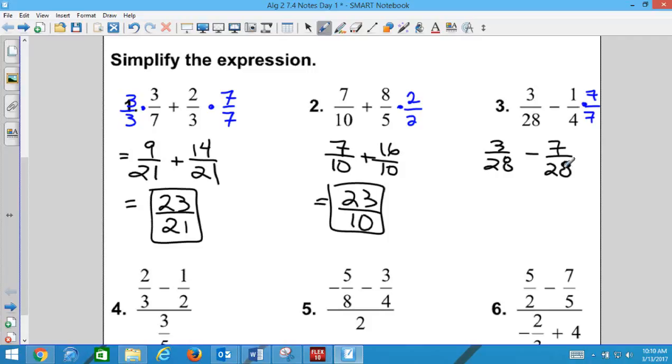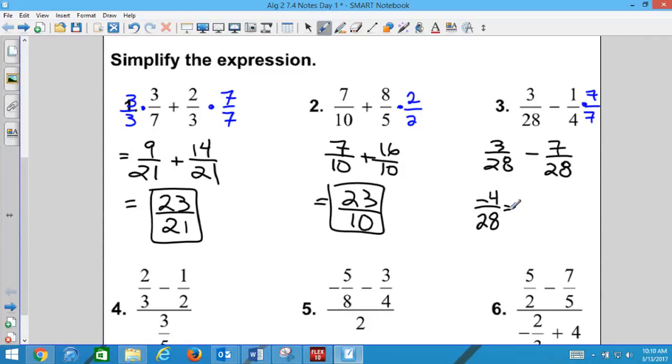Or did you try to reduce it after you? Did you try to reduce it? Okay, so after we multiply by 7 over 7, then we can subtract. We don't want to reduce until the very end. So I'm going to do 3 minus 7, 28. So negative 4, 28.